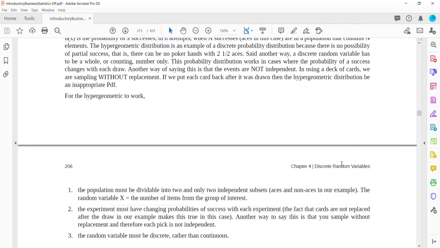And I'm going to do the other video on binomial, and then I'm going to do a geometric, which is basically what they call a negative binomial. And then we're going to do the Poisson distribution.